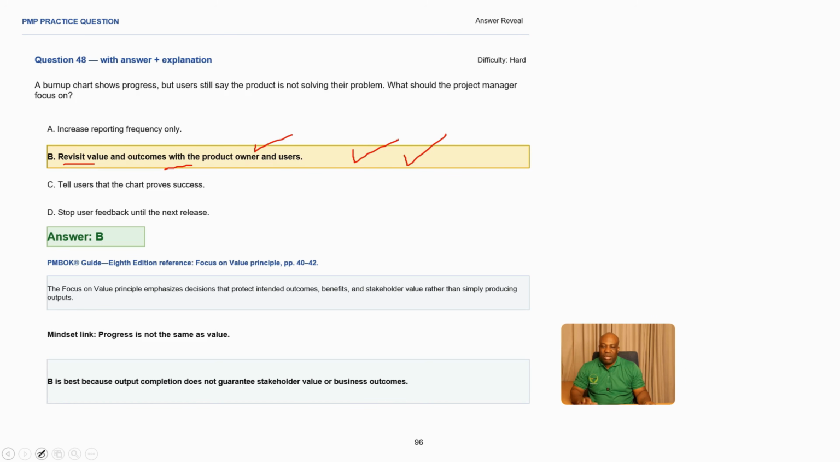The product owner is the one who is going to make sure that whatever requirements have been defined are also solving the problem of the users and including the users. Our reference here is value, on pages 40 to 42. The best mindset here is progress is not the same as value. You must make sure that you are providing value to the customers or users, not just making progress. Making B the best answer, because output completion does not guarantee stakeholder value or business outcomes.